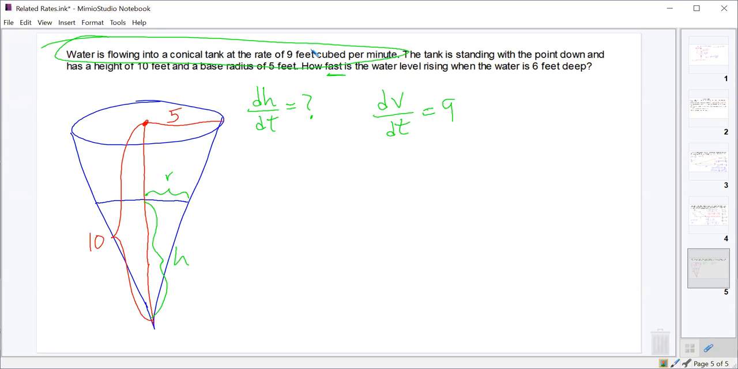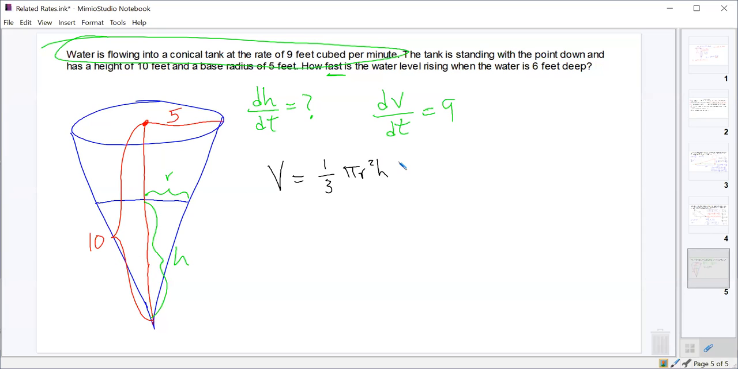Good. All right, cool. So how do we relate volume to height in a cone? Volume is 1/3 base times height. Nope. This is a cone, right? 1/2 base times height would be a triangle, but that's not the volume of a cone. What's the volume of a cone? Pi r squared height. Yeah, 1/3 pi r squared h. Okay, so that's a good start.